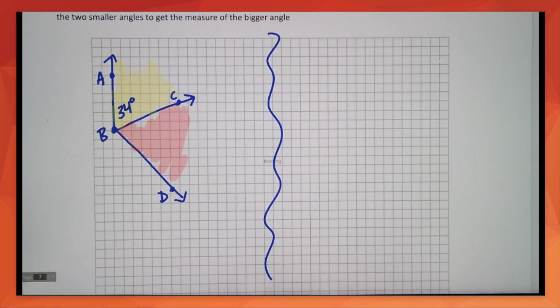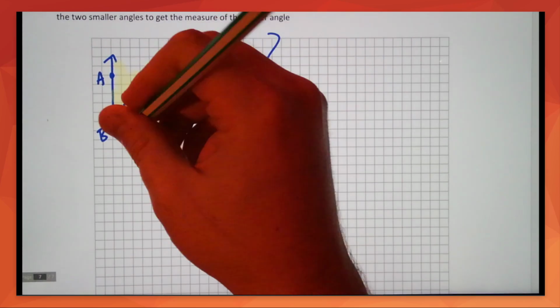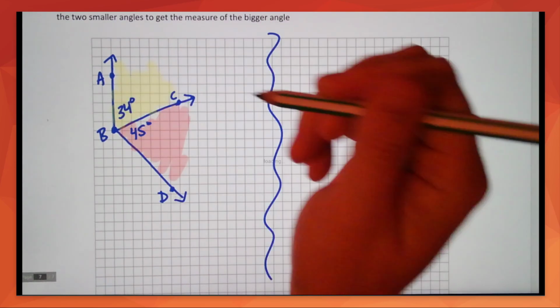Well, maybe you'll have to. I mean, you won't have to in this problem. This is 34 and this one is 45 degrees, okay?